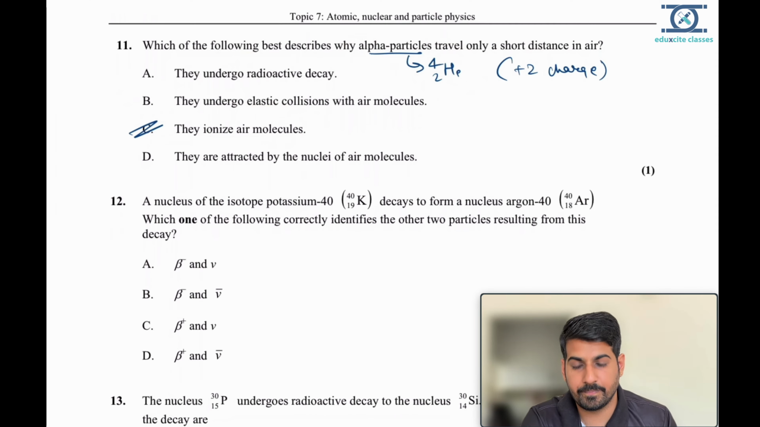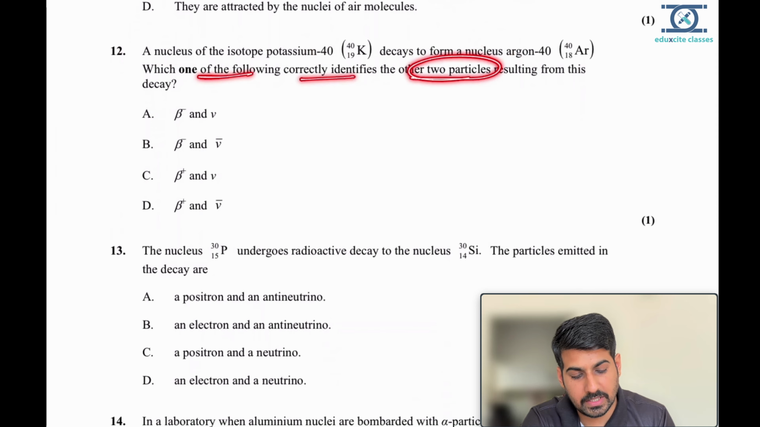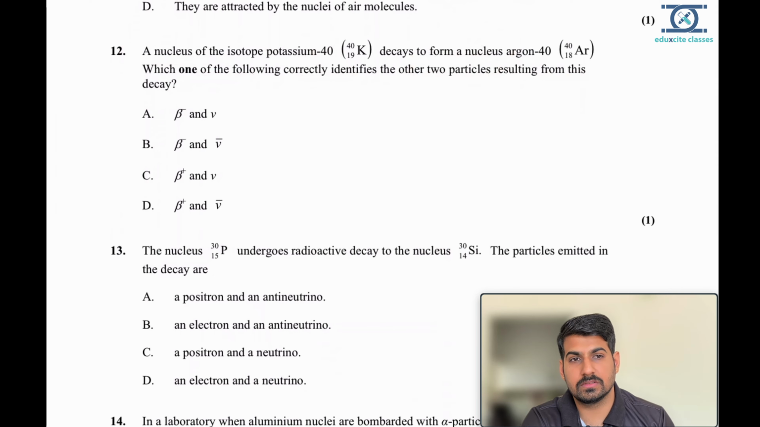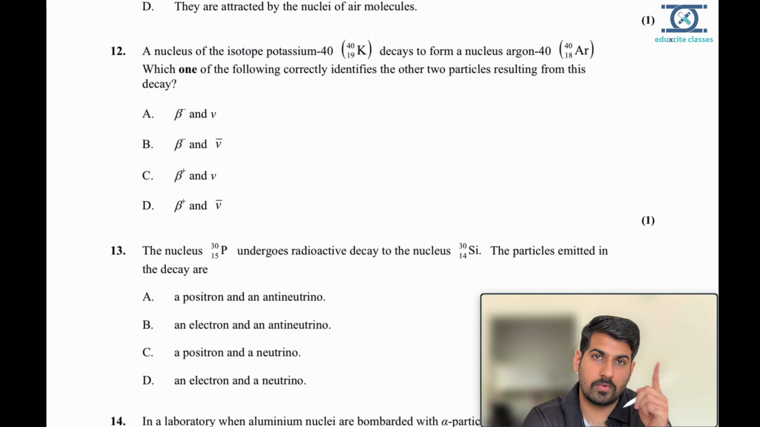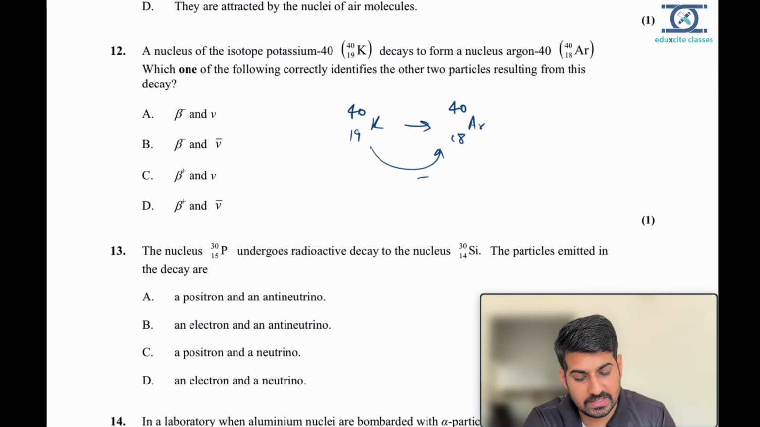Now question number 12, a nucleus of the isotope potassium-40 decays to form a nucleus of argon-40. Which of the following correctly identifies the other two particles resulting from this decay? Now whenever you get such questions, it's quite easy. You can think about how the numbers of protons and neutrons are changing. So if I write this isotope, potassium 40 with atomic number 19, it decays to form argon whose mass number is the same, but the atomic number, you can see, decreases by 1.